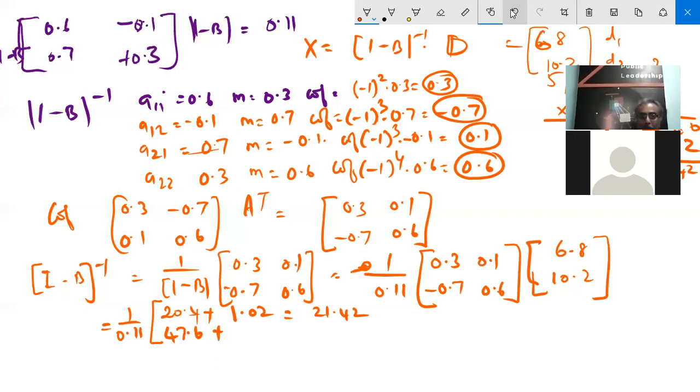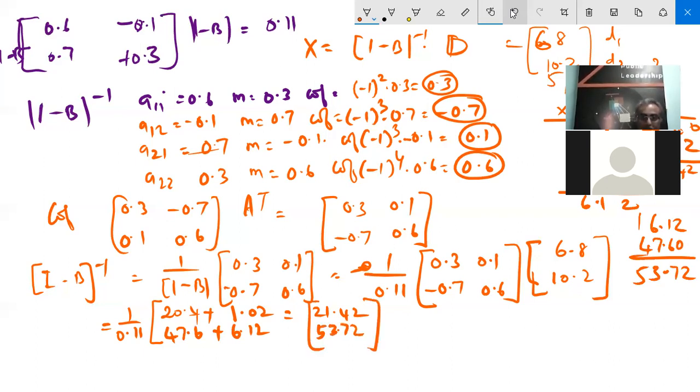Now 0.6 into how much? 0.6 into 10.2. 10.2 into 0.6. 6 2s are 12, 6 1s are 6. So 6.12. Okay. So 6.12 plus how much we said? 47.60. That is 53.72. Okay. So that is 53.72. 1 by 0.11 into 53.72. Okay.